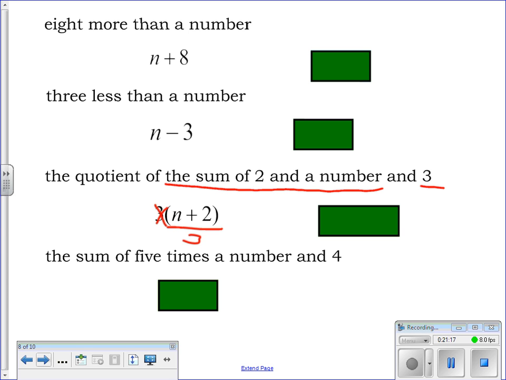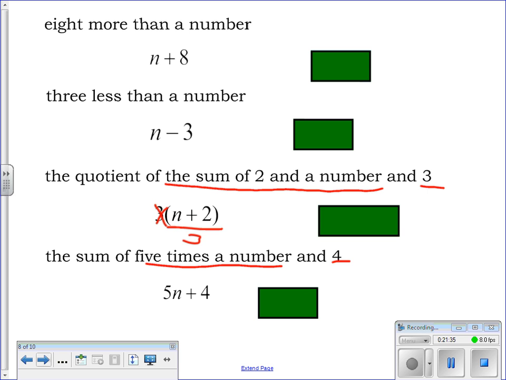Okay. The sum of 5 times the number and 4. So the sum means I'm adding. The two things that I'm adding are 5 times the number and 4. Those are the two things that are being added. So you must read the phrase carefully. So I get 5n plus 4. Questions?